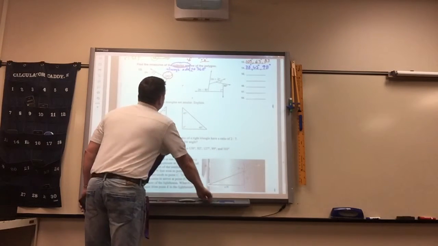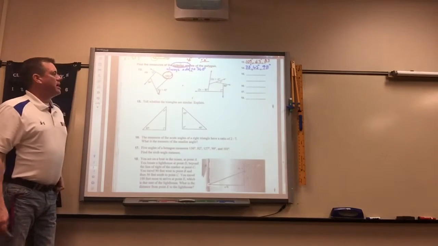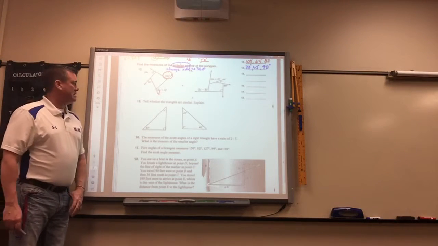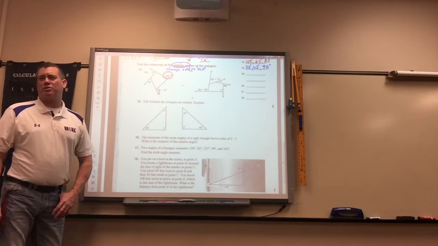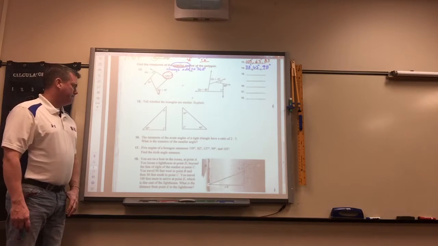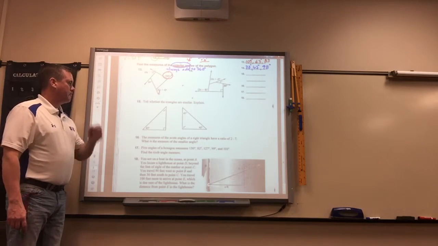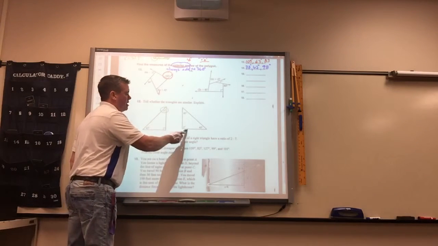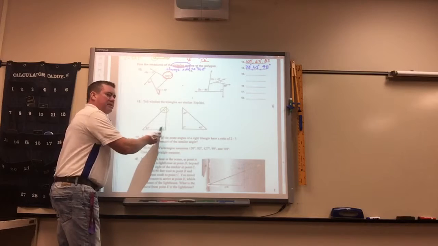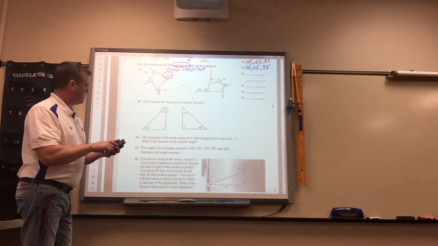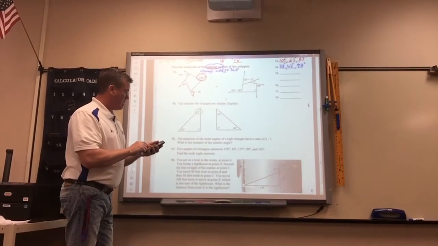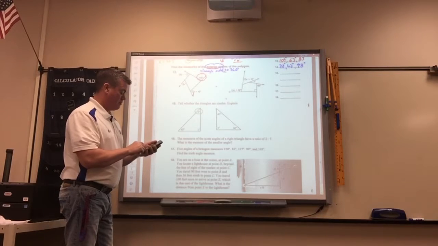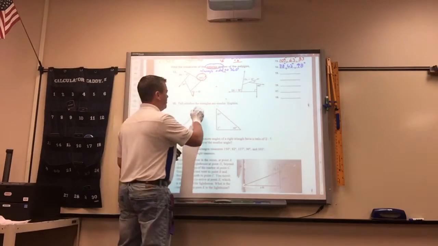Okay, tell whether the triangles are similar. What you gotta do is figure out what this is, or figure out what that is. So you just take these off of 180. So 180 minus 90 minus 47 is 43.